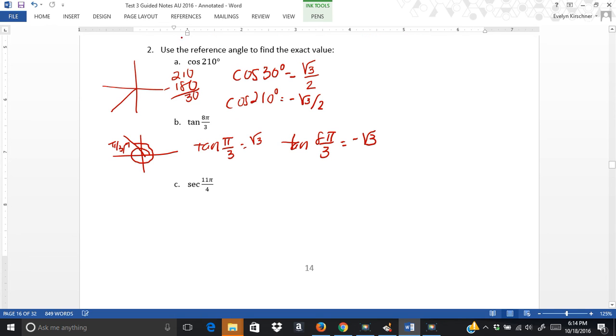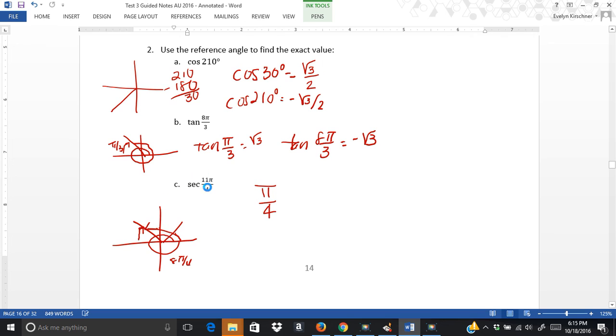Okay, the last example is secant of 11 pi over 4. Well, I know that the reference angle is pi over 4. I have to figure out what quadrant to see if it's positive or negative. So once around is 8 pi over 4. I have 9, 10, 11, so it's going all the way to here.